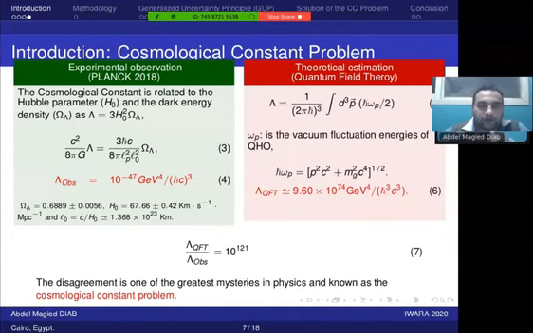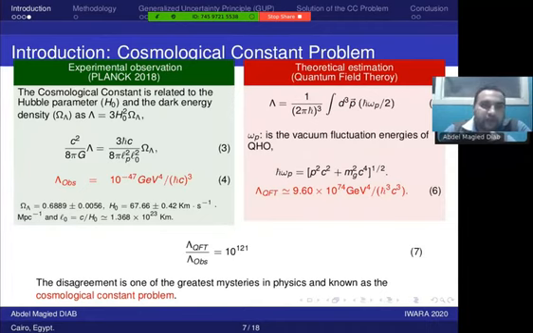The fourth part of our introduction is related to the cosmological constant problem. We will define what the cosmological constant problem is. We have two estimation values of the cosmological constant, one experimentally related to the Planck 2018 observation, and the second is a theoretical estimation value related to quantum field theory.